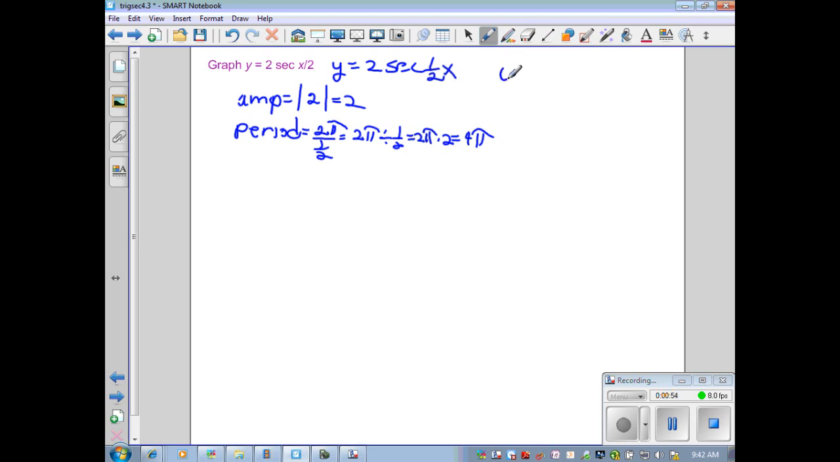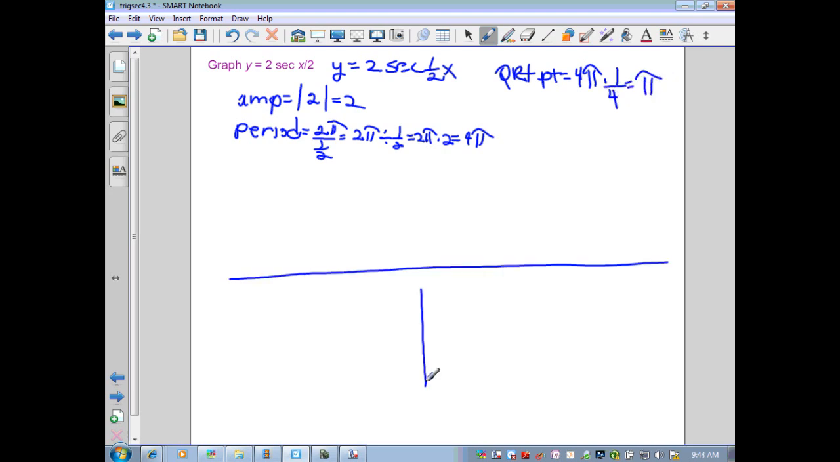Then the quarter point equals the period times 1/4, which is equal to pi. The amplitude is 2. My quarter point is pi, so I'm going to count by 1 pi to get to 4 pi. 1 pi, 2 pi, 3 pi, and 4 pi. I can also do that on the negative end.